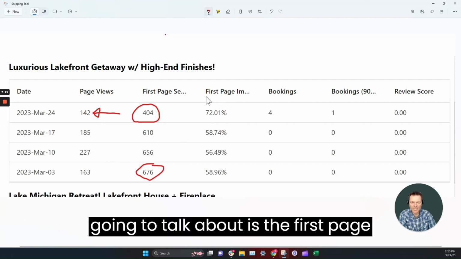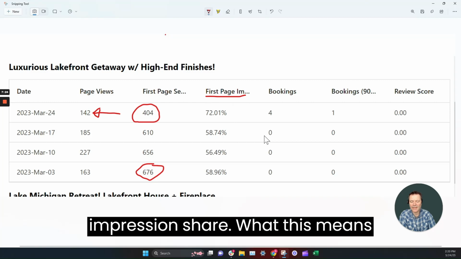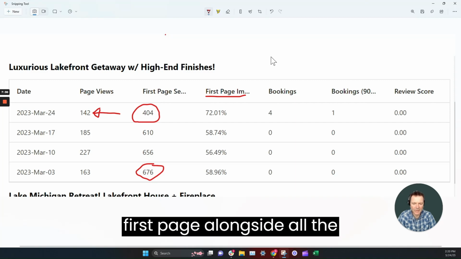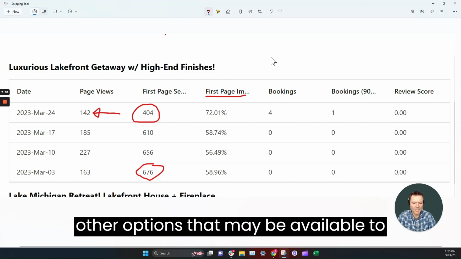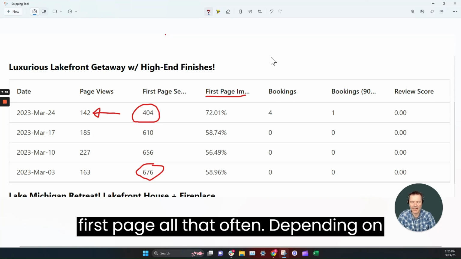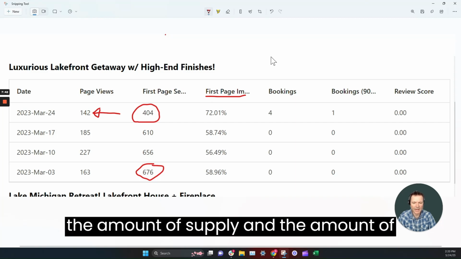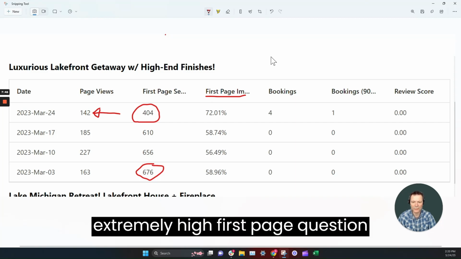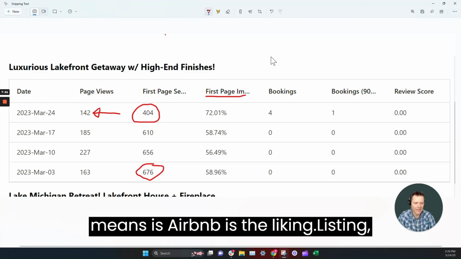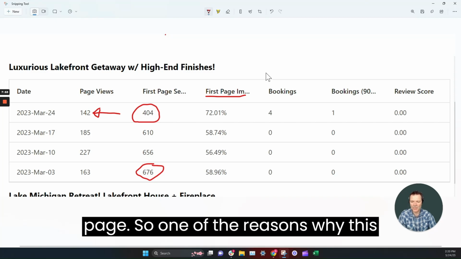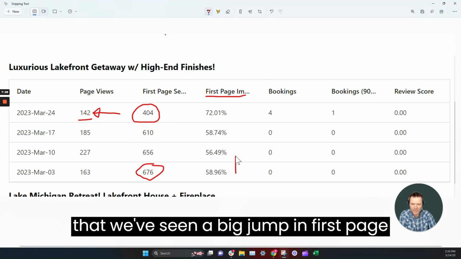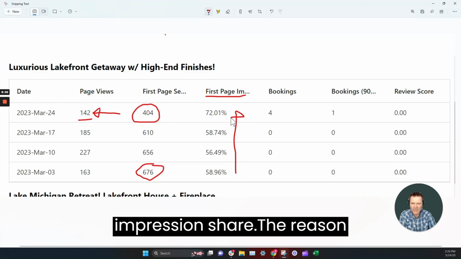The next variable we're going to talk about is the first page impression share. What this means is, Airbnb is in business. It's going to put your listing up on the first page alongside all the other options that may be available to the traveler. Obviously, in a very, very big market, you don't get to be on the first page all that often, depending on the amount of supply and the amount of demand. This property has an extremely high first page impression share. That's a good sign, and what it means is Airbnb is liking that listing, and it wants to put it on the first page. So one of the reasons why this page view number stayed so high is that we've seen a big jump in first page impression share.